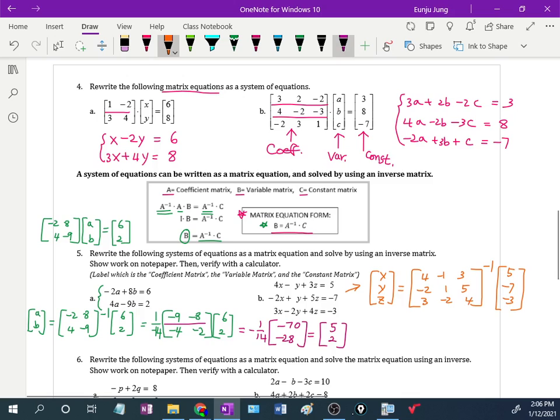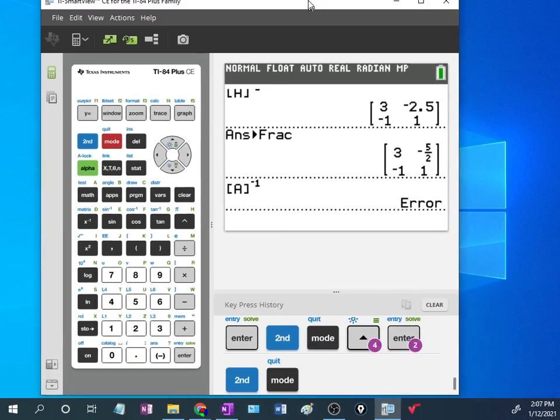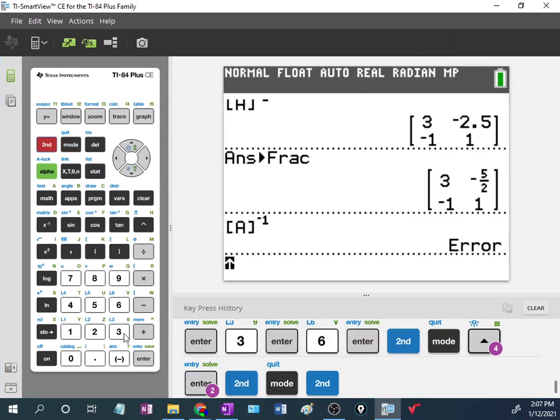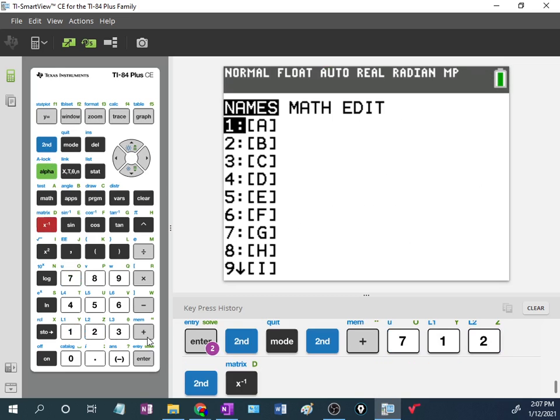So on my calculator, I will label this as A, and I'll label this as C, and then I will type A inverse with C as a command, and then I'll get the answer right away. Make sense? So I will just remember this one as a formula, and then I will use A and C as a matrix. So on the calculator, let's see, let me switch this so I can look at it on the other screen. Second plus 7, 1, and 2, and I need to define my matrix. So let's go with A.